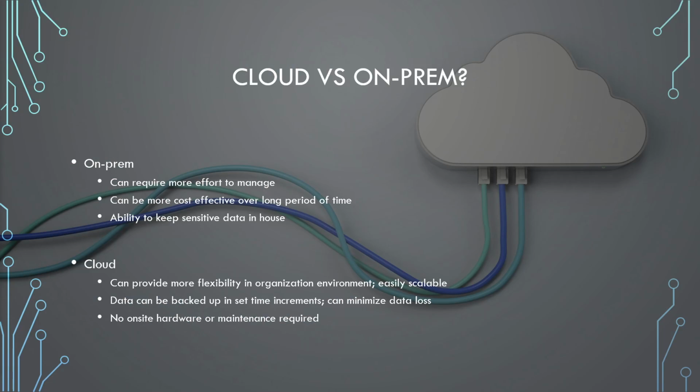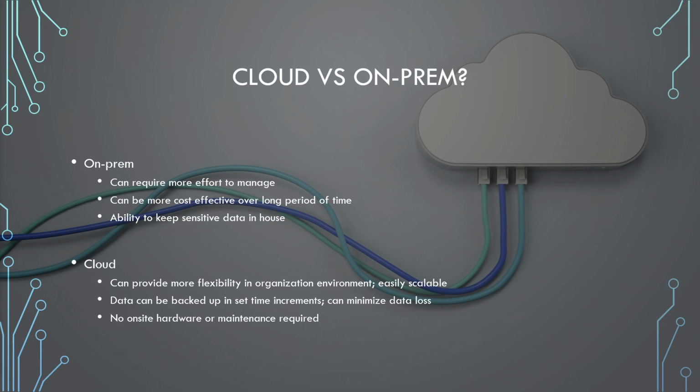So that's pretty much it. Just a few more brief mentionings here. With on-prem and cloud, these are some pros. With on-prem, it can require more effort to manage. It can be more cost-effective over a longer period of time, and you're able to keep all that sensitive data in-house. With the cloud, you can provide more flexibility in the organizational environment.